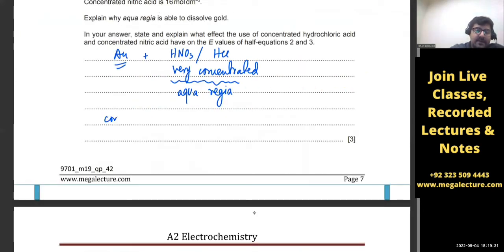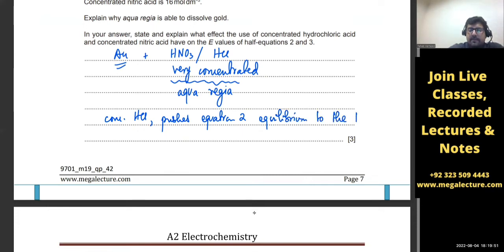Okay, concentrated HCl, these are the words that you're going to use: it pushes equation number 2 equilibrium to the left, and hence its potential decreases. And when its potential decreases, gold is oxidized, it loses electrons.